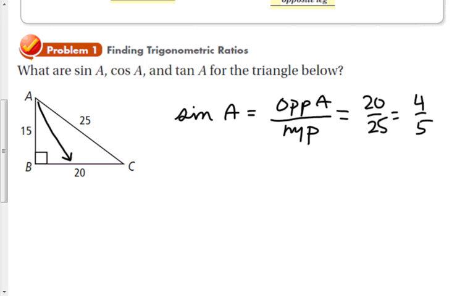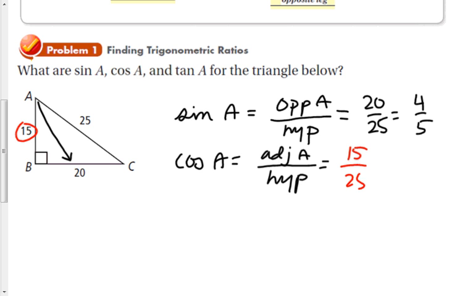Then the cosine of A is equal to the side, the leg adjacent to A, divided by the hypotenuse. The leg adjacent to A is the other one. That's this one, 15. Hypotenuse is the same, 25. And that simplifies to 3/5.